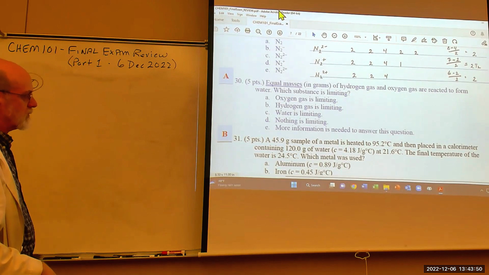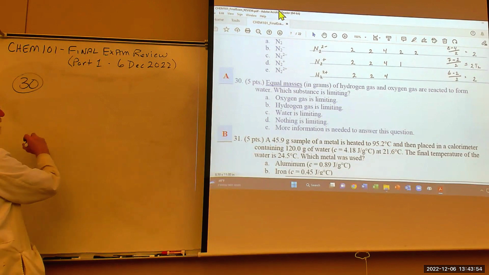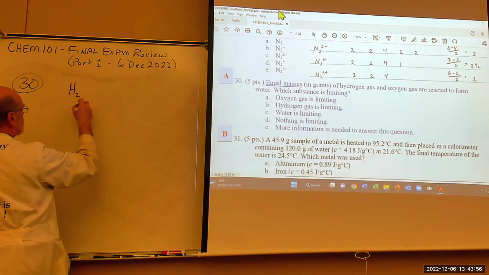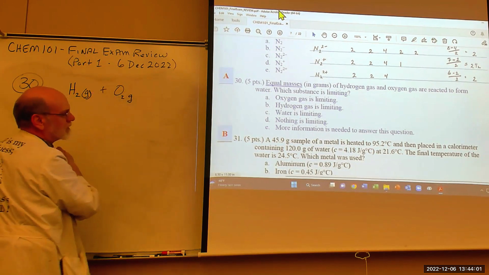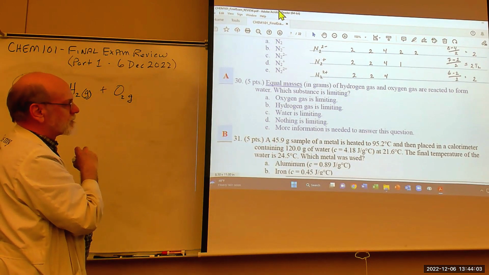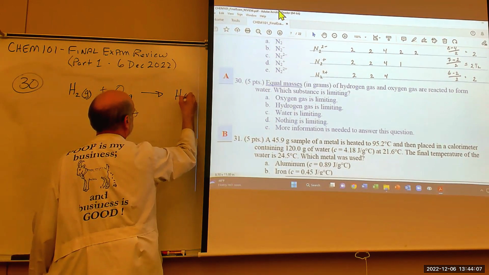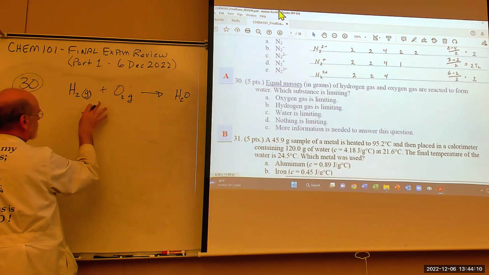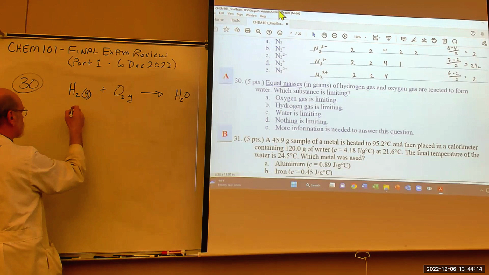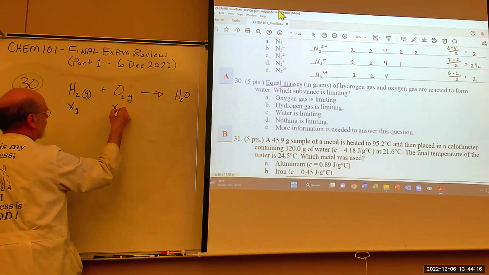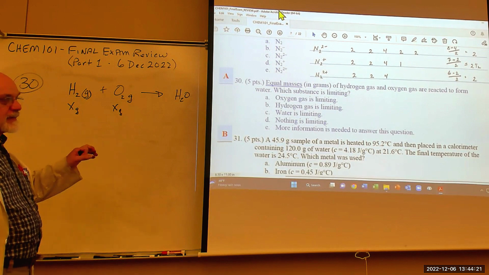Equal masses in grams of hydrogen gas and oxygen gas are reacted to form water. So equal masses. It doesn't say how much. It just says equal masses. So this is X grams. This is X grams. Exactly the same. Which substance is limiting?